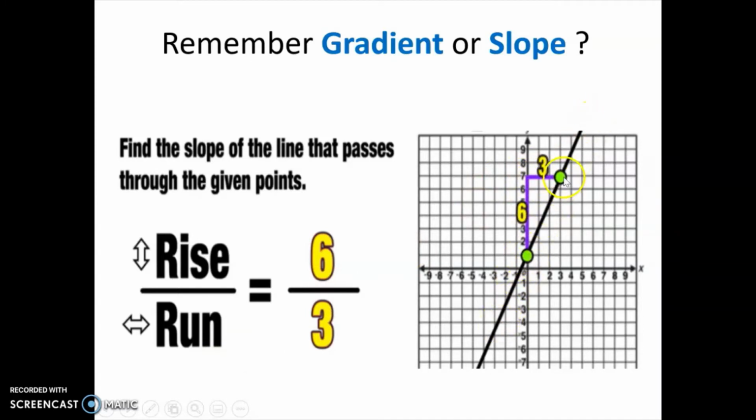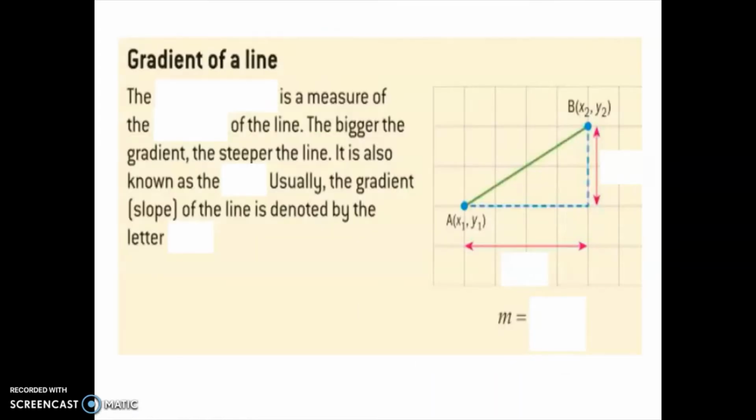We select two random points along the line, and we draw what's called a slope triangle. It tells us the slope. Here we rise 6 units and run 3 units. So the slope is 6 over 3, which of course can be reduced to 2. So let's recap some things then.